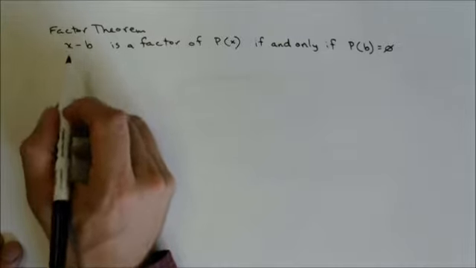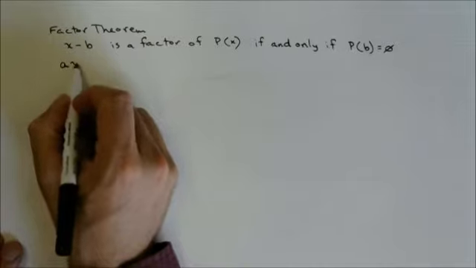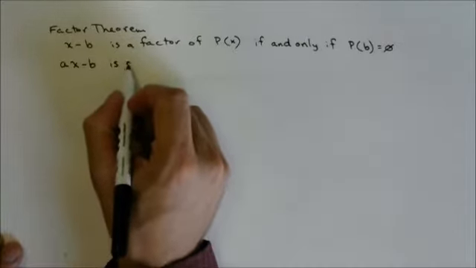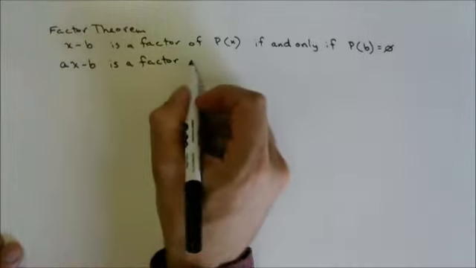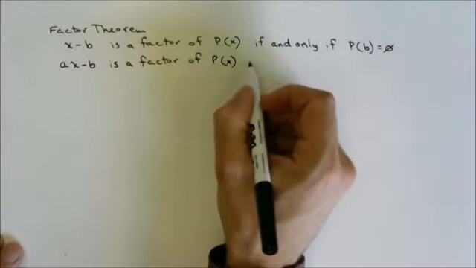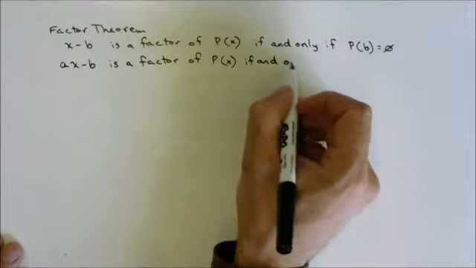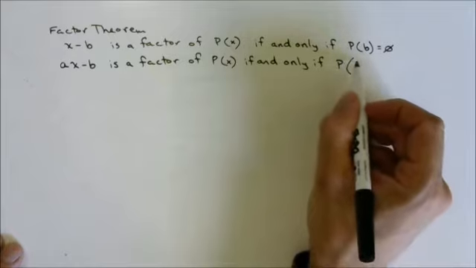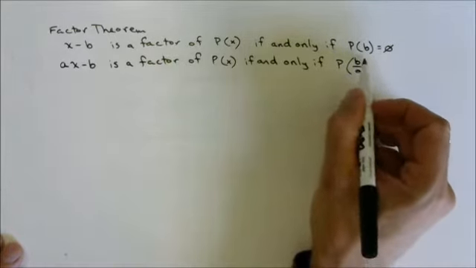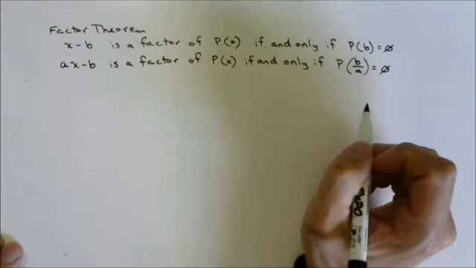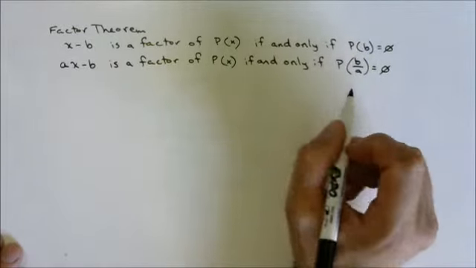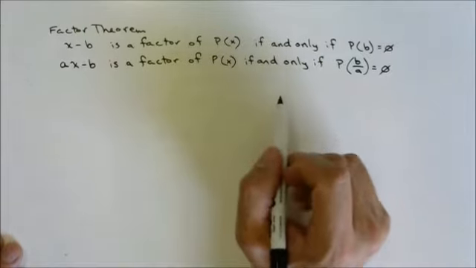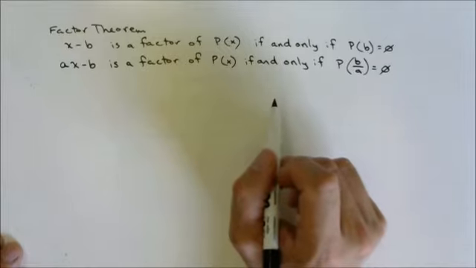That's in its simplest form, but we also deal with binomials that don't have 1 as the coefficient of the x term. So we need a second note for that. We need the binomial ax minus b, and we're going to write the same sentence. It is a factor of polynomial p of x if and only if, and you can probably guess what the fill in the blank is here, p of b over a is equal to 0. These statements are derived directly from the remainder theorem, and our goal today is to apply them, see how they work, and get good at using them.